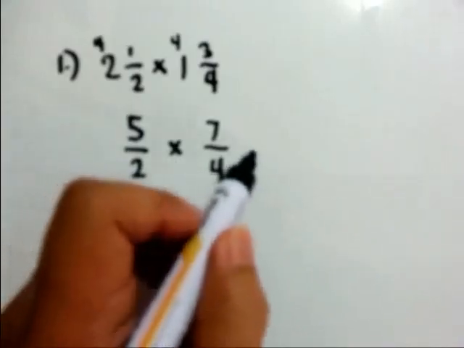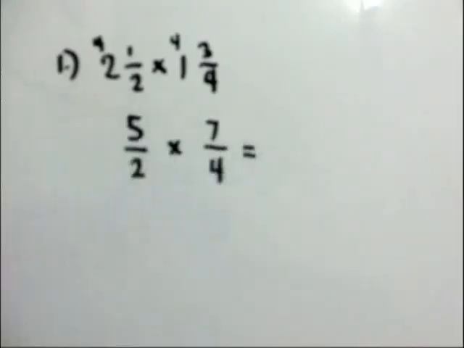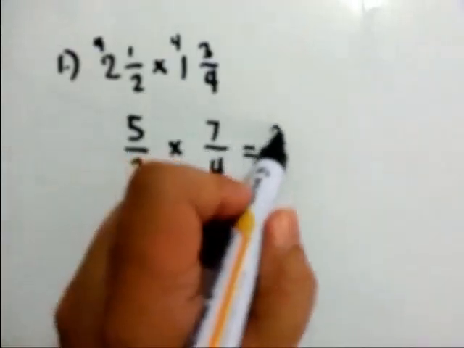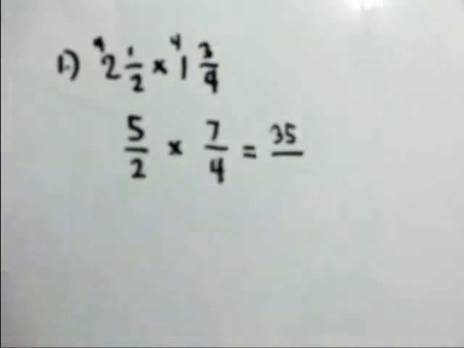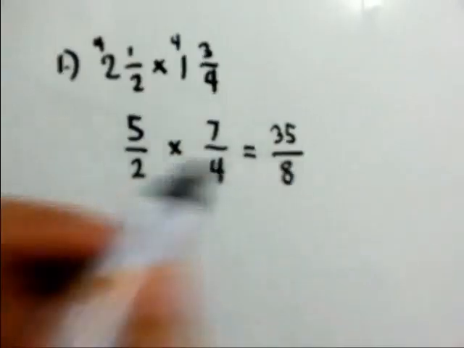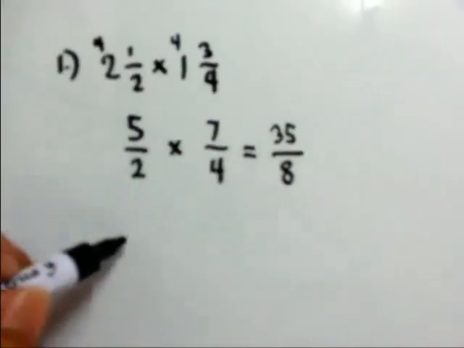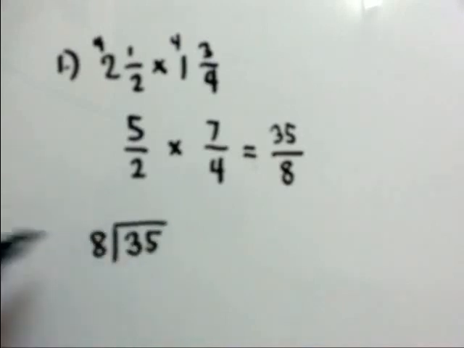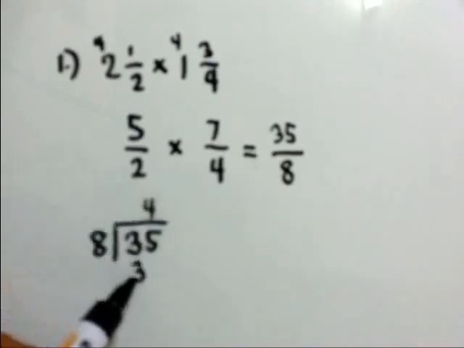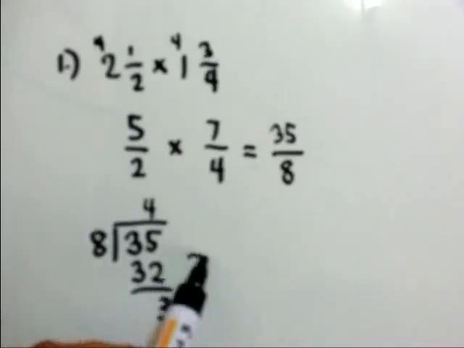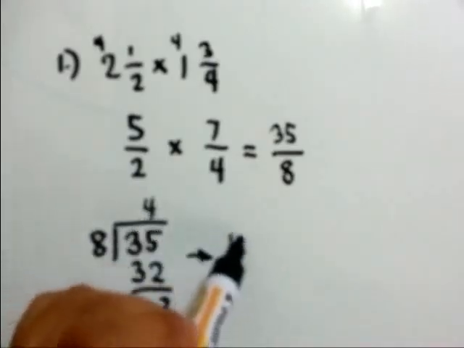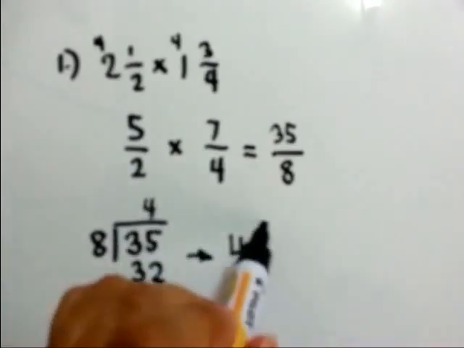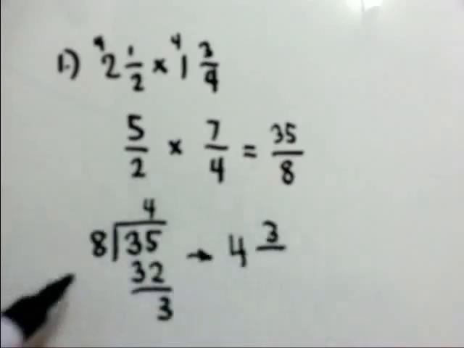We multiply 5 over 2 times 7 over 4. No cancellation. 5 times 7 equals 35. 2 times 4 equals 8. And so we have 35 over 8. This is an improper fraction, so we convert to mixed number. 35 divided by 8 equals 4 remainder 3. So our final answer is 4 and 3/8.